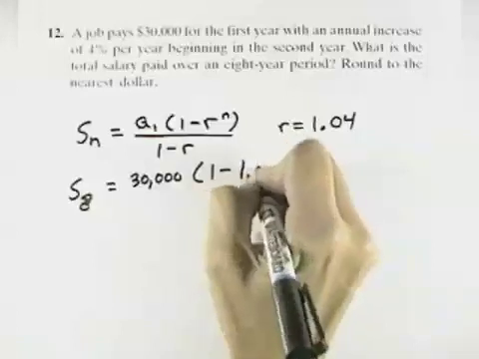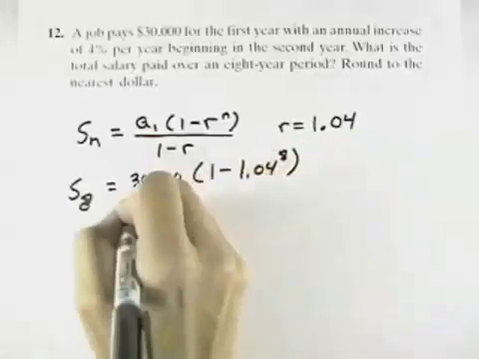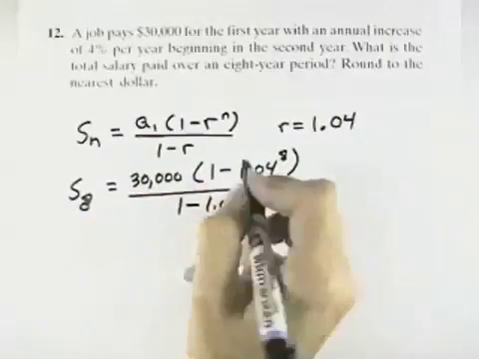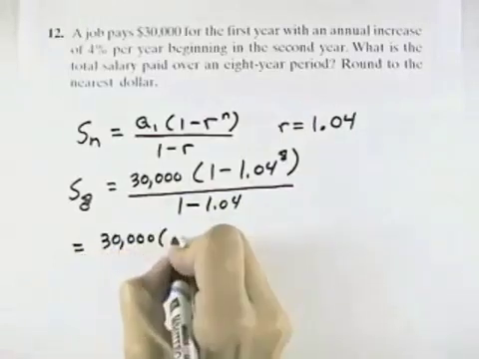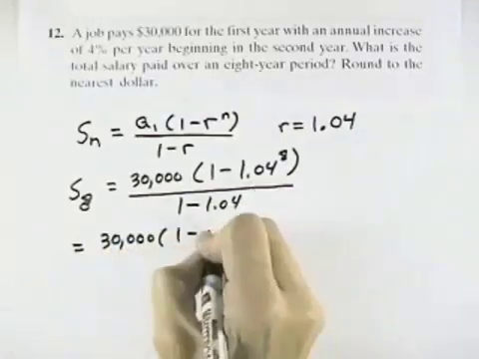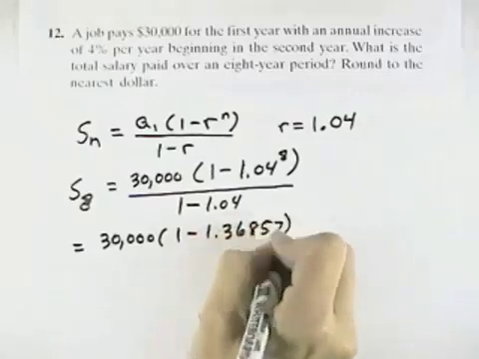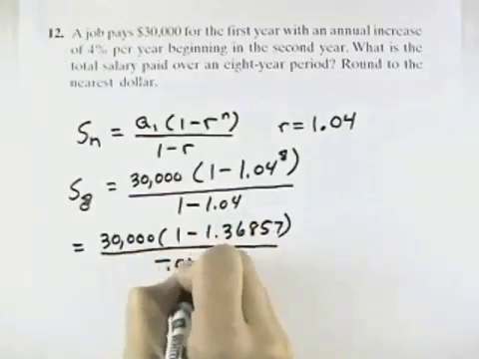So our common ratio is 1.04, and we're looking for the sum of the first 8 years, so n is 8. We have 1 minus the 1.04. So from there, what we'll have is 30,000 times 1 minus 1.04 to the 8th, which is approximately 1.36857 if we round off a little bit. And 1 minus 1.04 is negative 0.04.